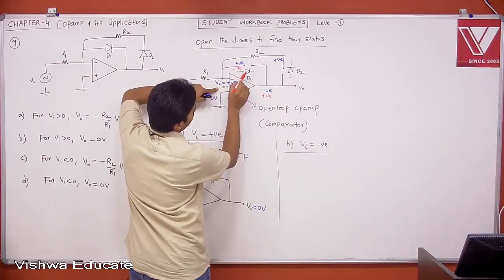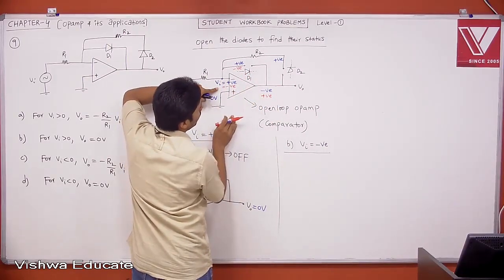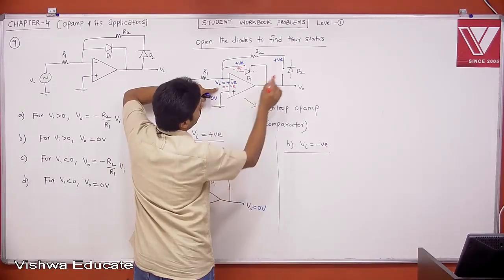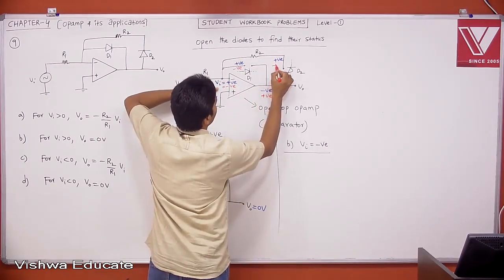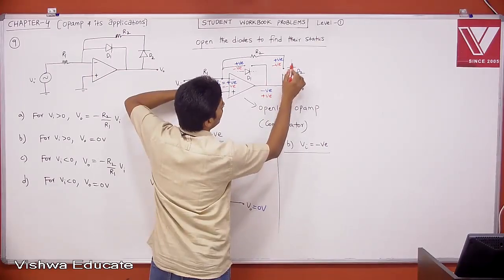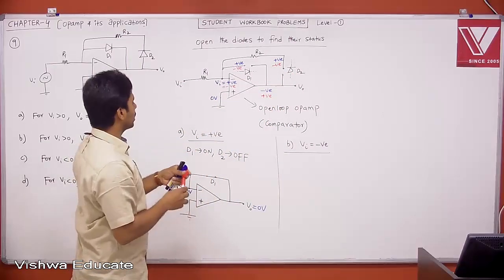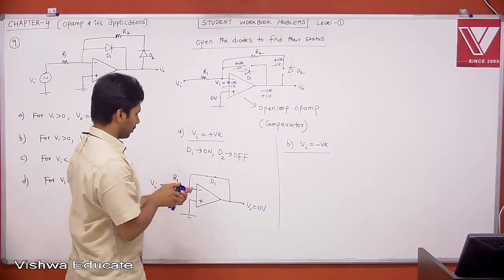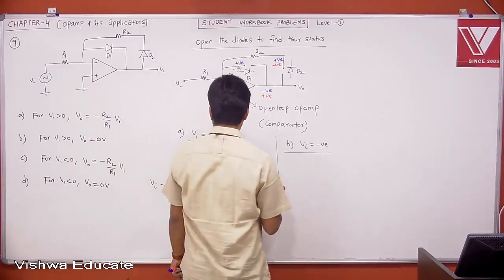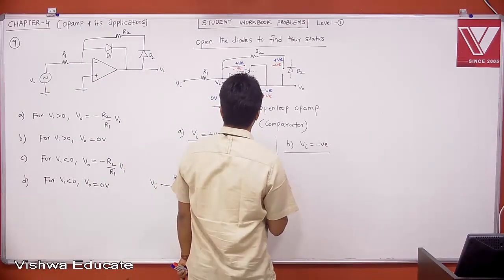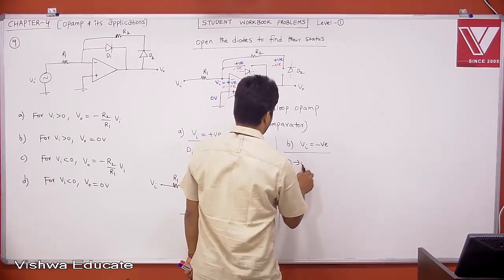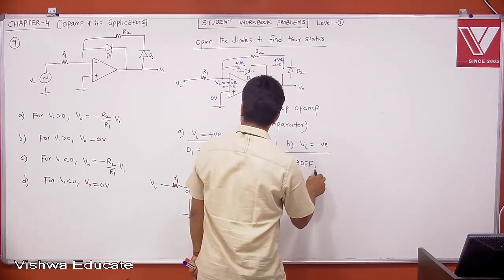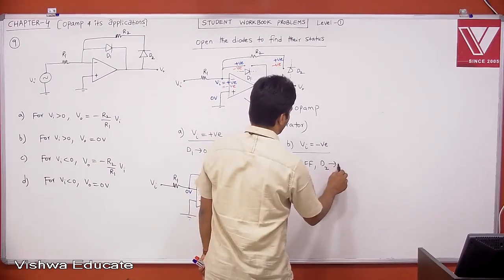Therefore now tell me, what about D1? D1 will be off. When D1 is off, then what about D2? D2, this is negative, right? This is negative, now this is positive. Therefore your D2 will be on. Exactly opposite to case A. Therefore D1 will be off, and D2 will be on.